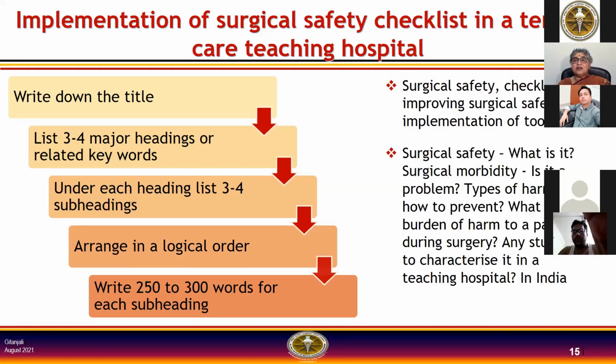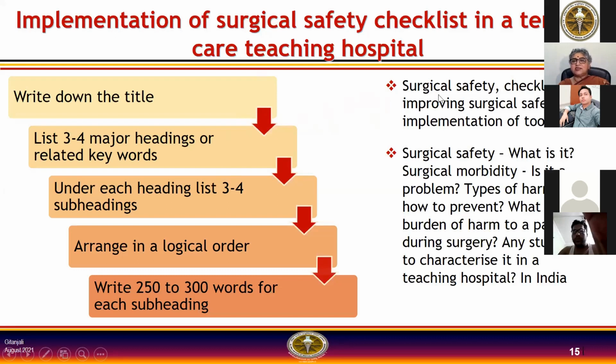Okay. So for each of these headings, this is what I said. Write down the title. This is the title. List 3 or 4 major headings or related keywords. These are the major headings or keywords. Under each heading are 3 or 4 subheadings.